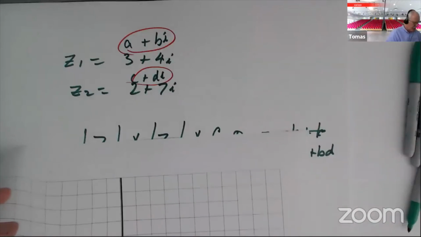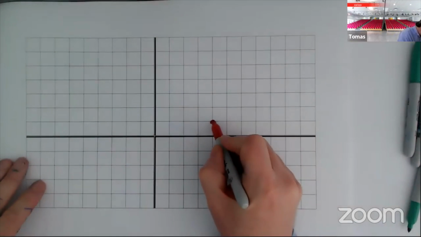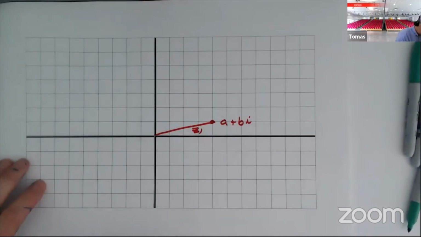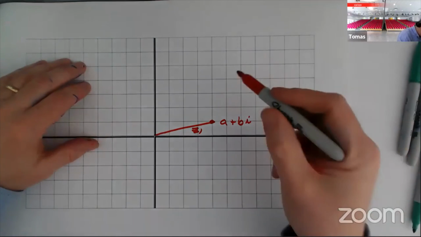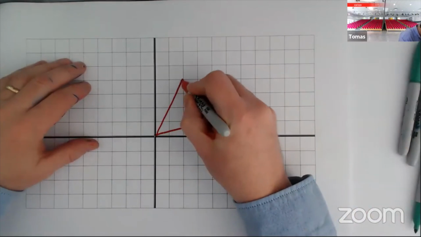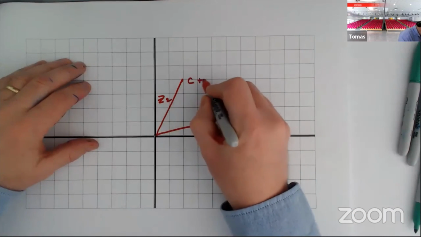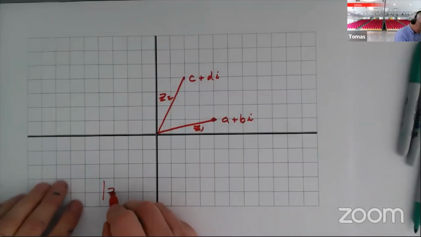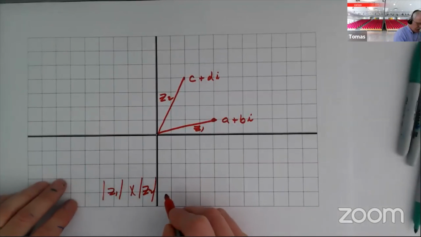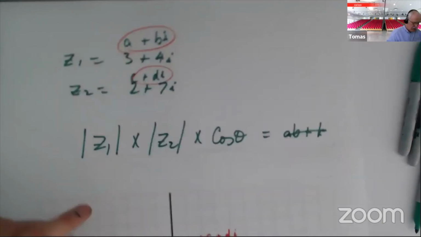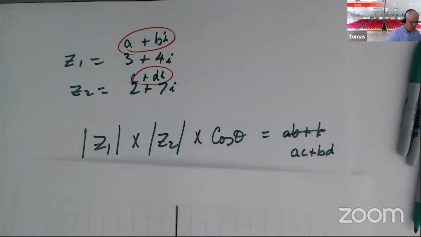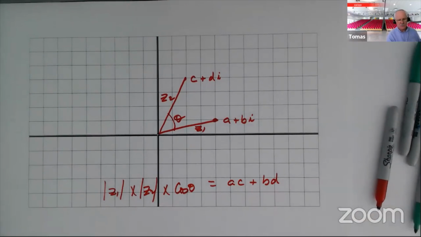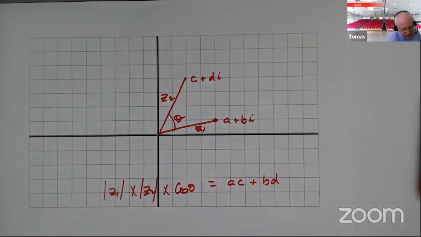So let's look at it here. They're saying, here is a complex number, A plus Bi, Z1. Here is a complex number, Z2, C plus Di. And the question was, is Z1 times Z2 times cosine theta, which is this angle here, equal to AC plus BD?